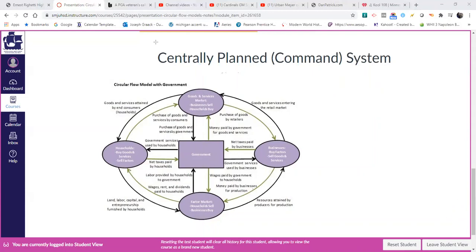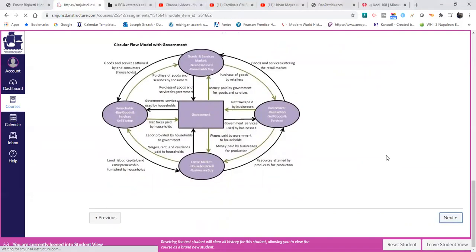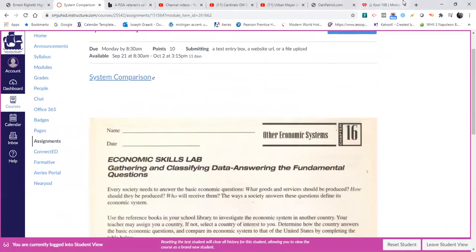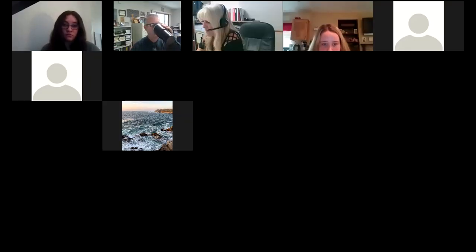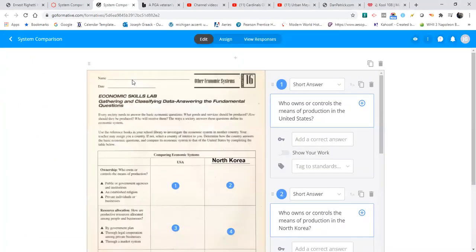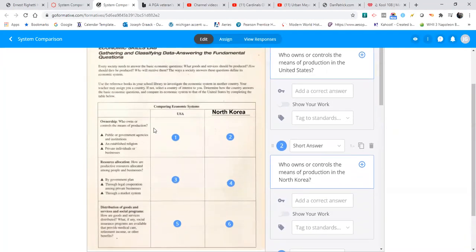Okay, so once you get to that point, go ahead and click on next, and we're going to do a system comparison. All right. So if you want to open a tab and log into your Formative, you can, but you'll want to click and open this Formative, and we'll talk about what you're going to do next. So if you click here where it says system comparison, if you've logged into Go Formative, it'll open it up for you in there. If you haven't logged into Formative, it'll ask you to log in, and then you will be able to see this.